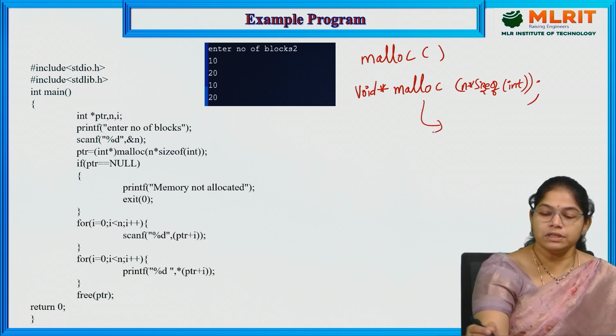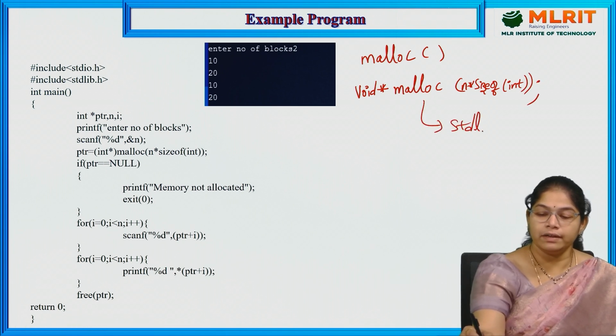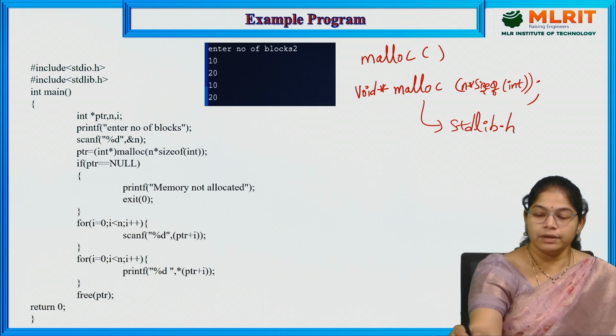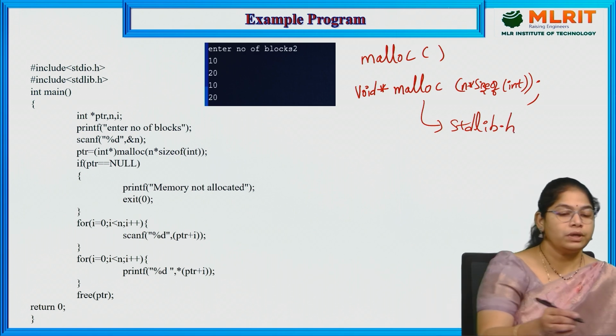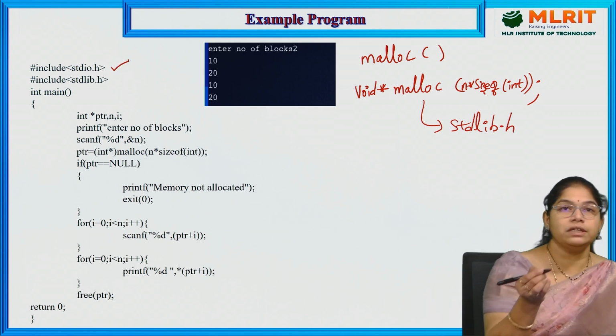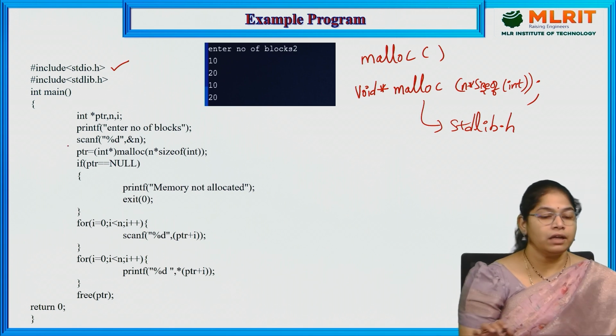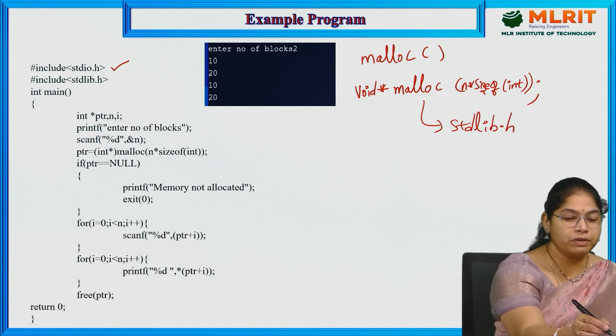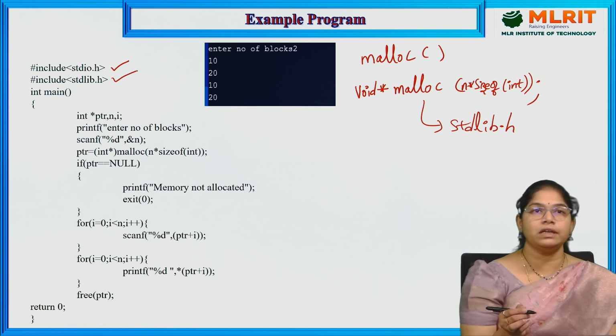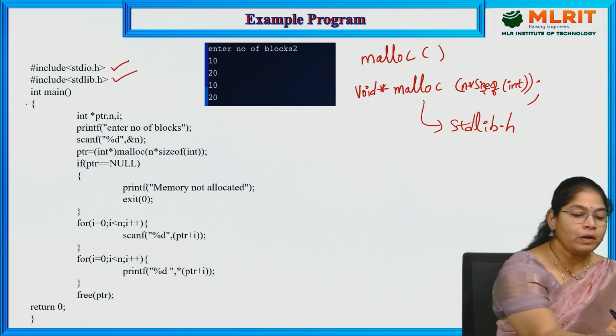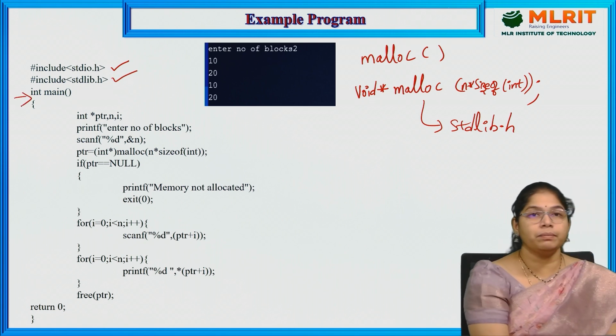This function is present in the header file stdlib.h. So here I have included stdio.h because printf and scanf functions are present in that header file. Then I am using a malloc function which is present in the header file stdlib.h. Then always the program execution starts from the main section.